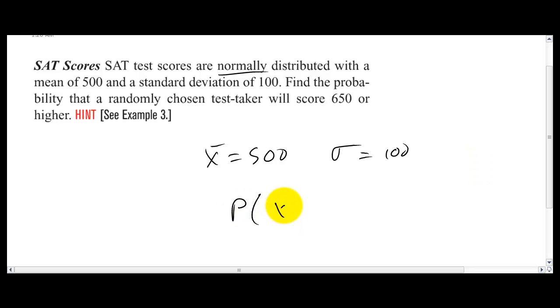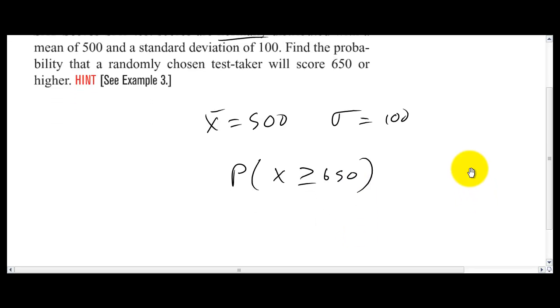So to do this problem, we need to answer that question. What's the probability that someone will get 650 or higher? Now, we could go through and use that whole horrible formula, but the easier way to do it is to change this to the standard score.